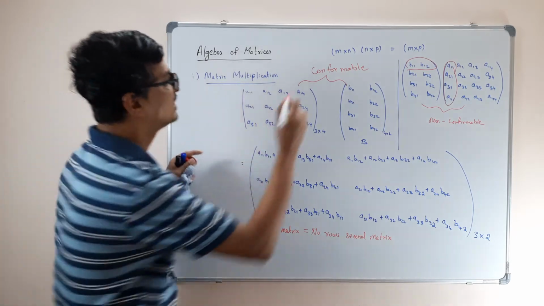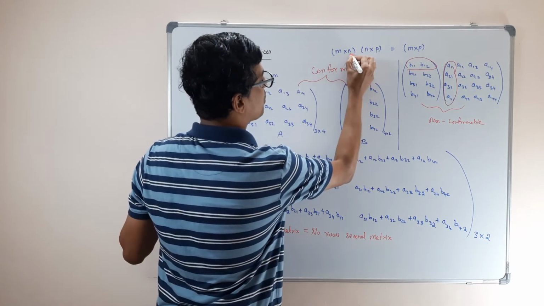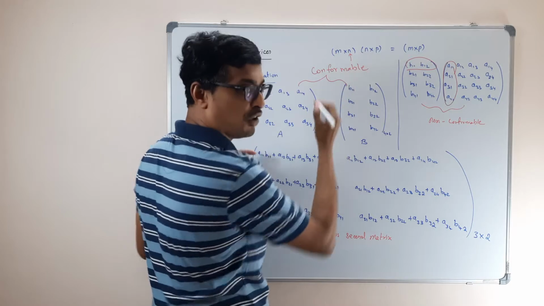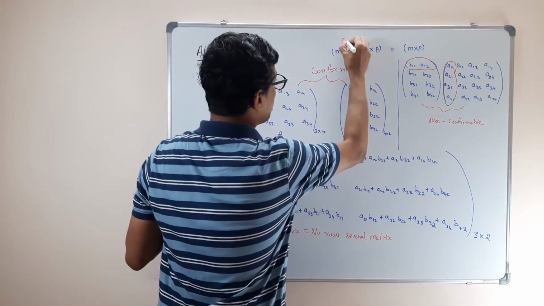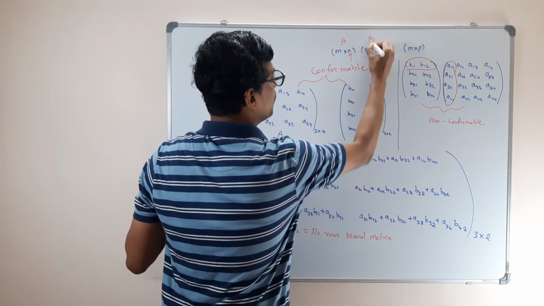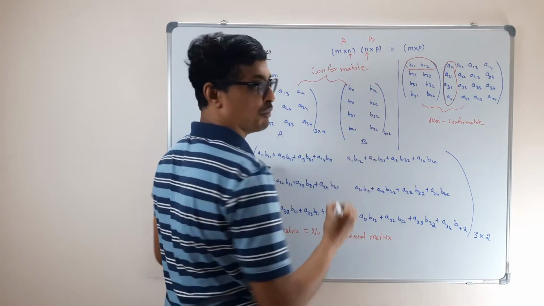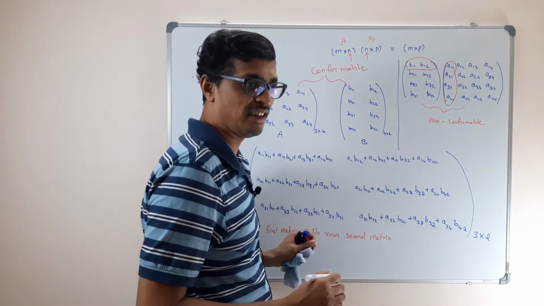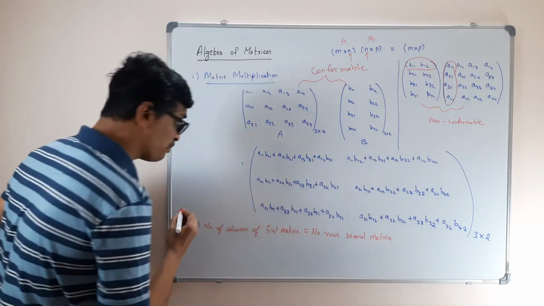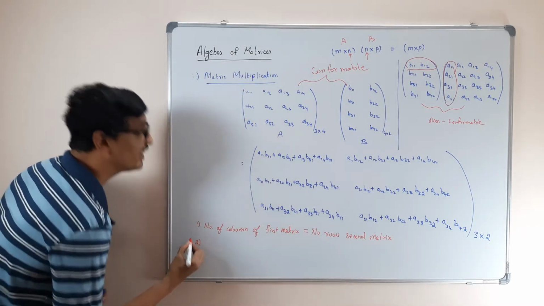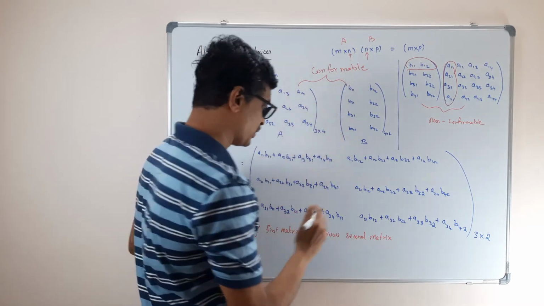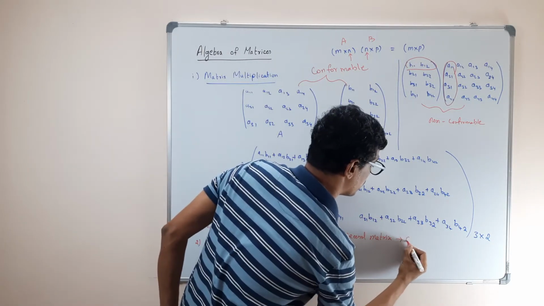That means the number of columns of this matrix A should be equal to the number of rows of the second matrix. Then only you can multiply the matrices. And the second property is also interesting. What is that? When this holds, then you call it conformable. So this we call conformable.